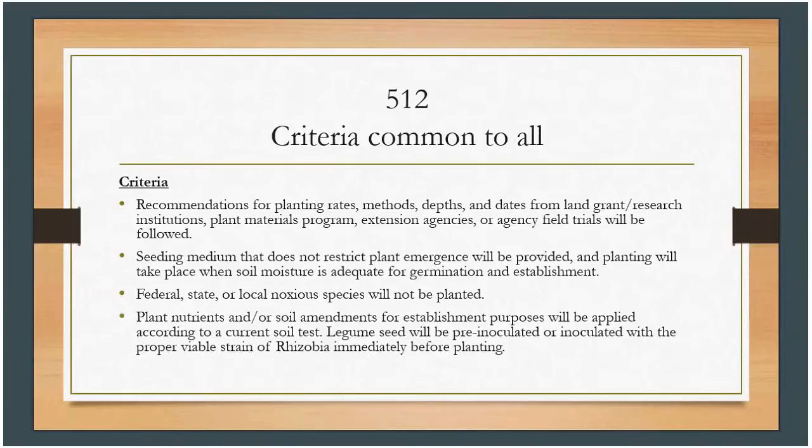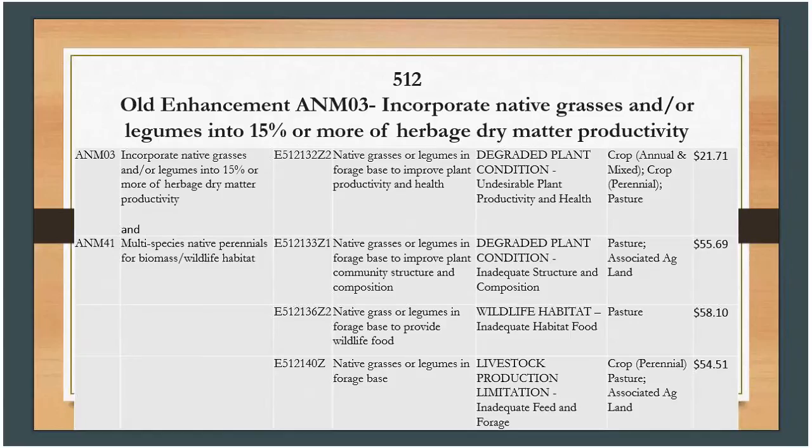So remember, the land use that we're going to be applying almost all of these on is pasture land, and it's for the enhancement purposes. All of them have this criteria that says you're going to do a soil test, and if it needs nutrients, you're going to apply them at the time that you seed. Also, legume seed will be pre-inoculated with the right rhizobia immediately before planting. Okay, those 4 criteria are common to all.